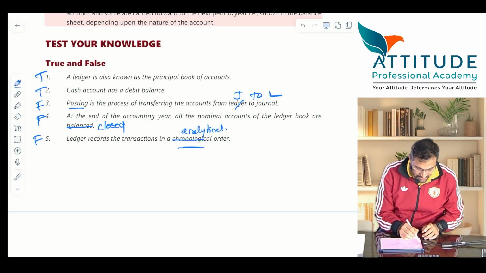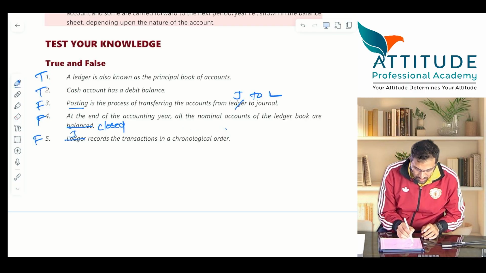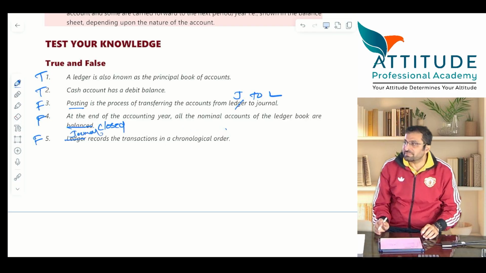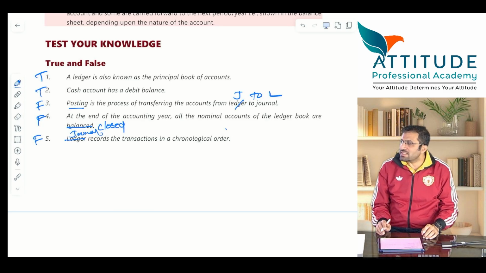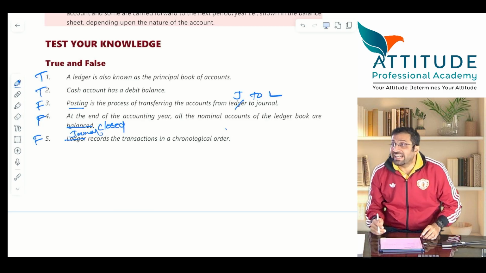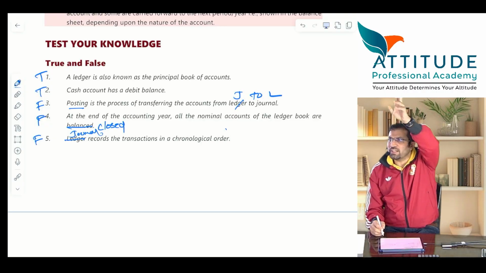ये छोड़ो, नहीं तो ऐसा करो. Chronological order, ये ledger cancel करो और क्या डालो इधर? Journal करके डालो. Ledger is always analytical, journal is always what? Chronological. Date wise क्या है? Date wise. All of you understood?